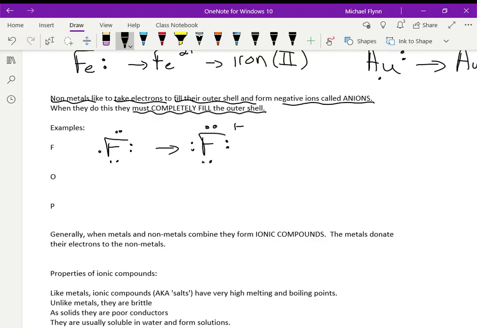Pardon me, I'm eating. So now it has a negative charge. Oxygen has 6 valence electrons. It has 2 empty spots. So to fill them, it's going to need 2 electrons. Now, we usually don't write the dots, just to save ourselves writing the dots all the time. Usually the ion is just written like that. Same with this. We just write the element and the charge. Okay?